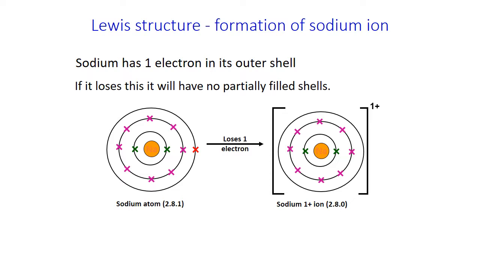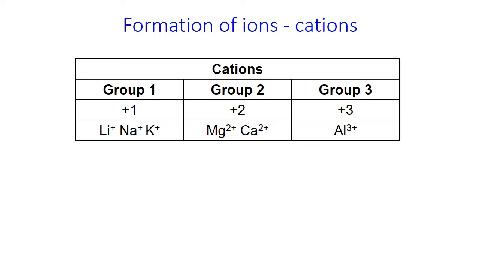If you look at the Lewis structure, which is this diagram here, in the formation of the sodium ion, we have this sodium electron, the outer electron. It loses this outer electron, so it ends up having no partially filled shells, which gives it a certain stability. That's why the sodium ion, at least as a rule of thumb, is stable. In terms of formation of ions, the group 1 atoms form +1 ions, the group 2 +2 ions, and the group 3 +3 ions. Examples being aluminium 3+.